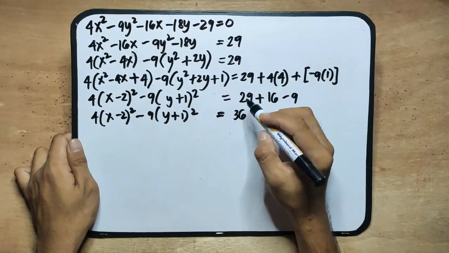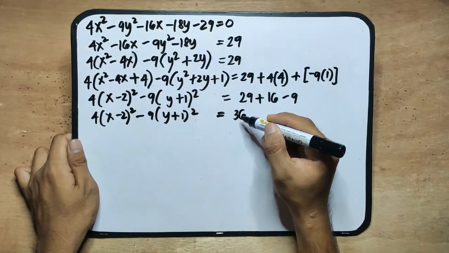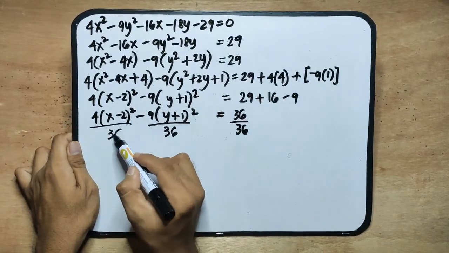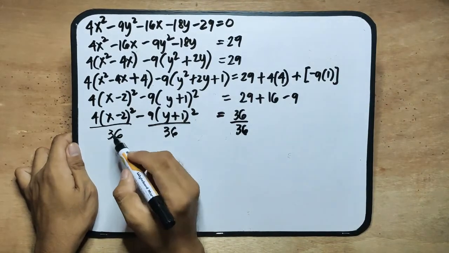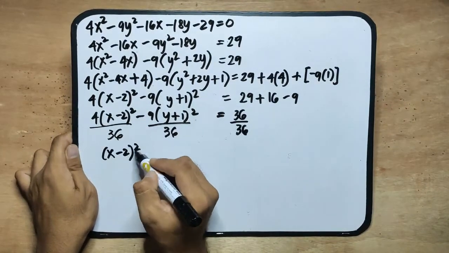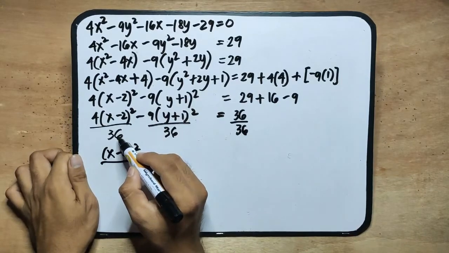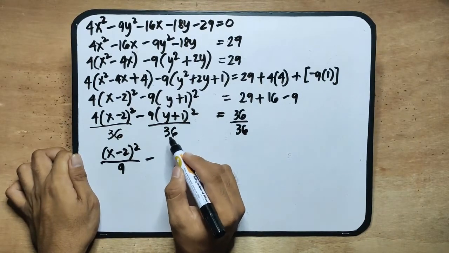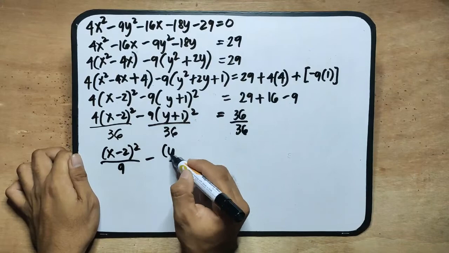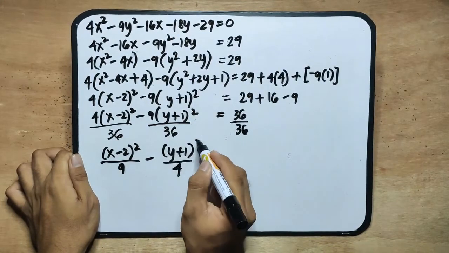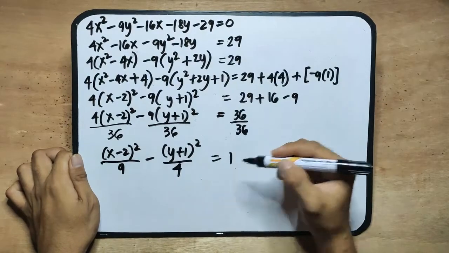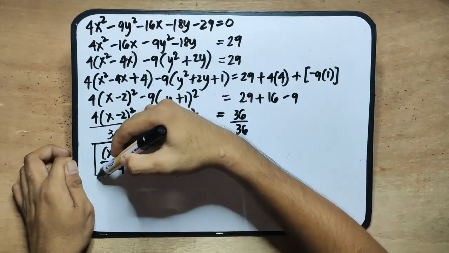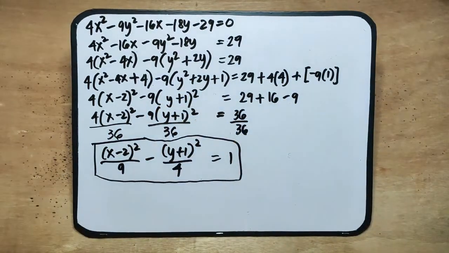So the last step, we divide to both sides this number. We have 36 and 36. So, simplifying further, we get x minus 2 squared all over 4 all over 36 can be simplified as 1 all over 9. Minus, we have 9 all over 36. 36 can be simplified as 1 all over 4. So, y plus 1 squared all over 4 is equal to 1. So, this is our standard equation for the given general form of a hyperbola. Understood?